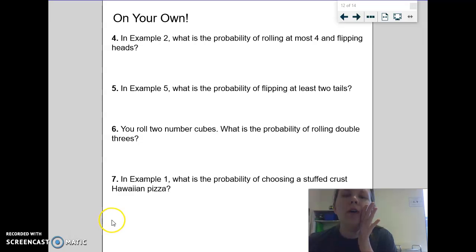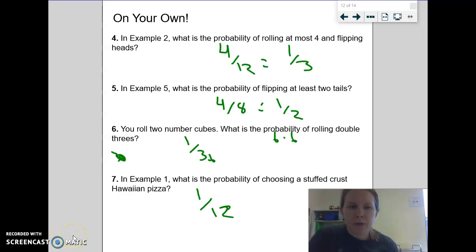Code word. This time I remembered. Your code word is Twizzlers, like the candy. One of my favorites. Pause the video. You can do it. I know you can. Do it.